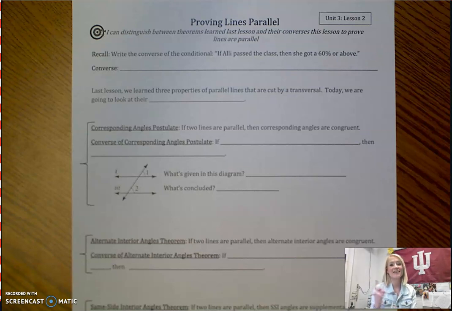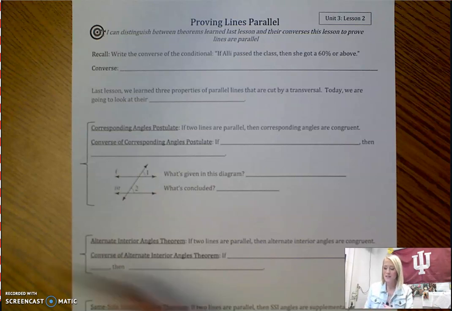Hi everybody, this is lesson 2 in unit 3, proving lines parallel. It's going to feel really similar to last lesson, which is good review, but there is a small difference between today and yesterday. Now, recall from unit 2, we learned how to write the converse of a conditional statement. This is going to come back today.